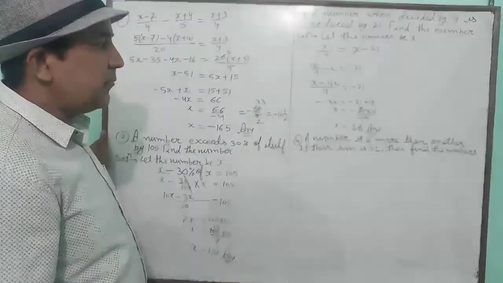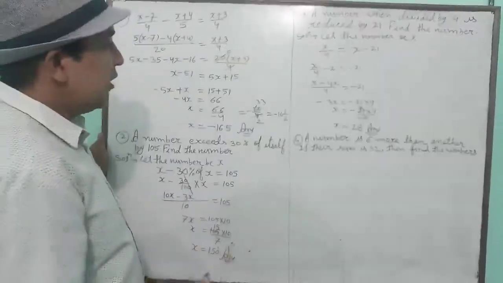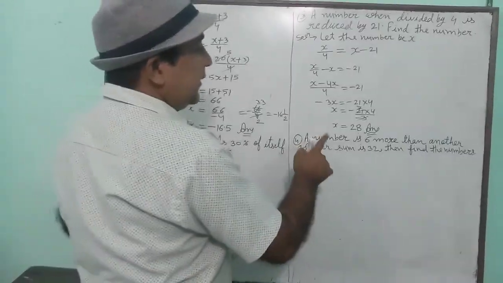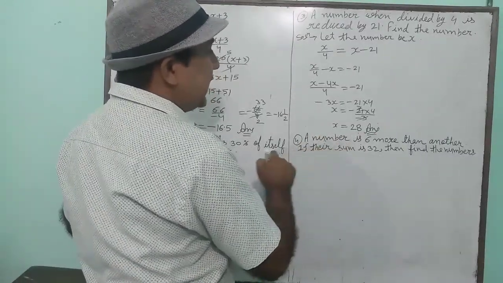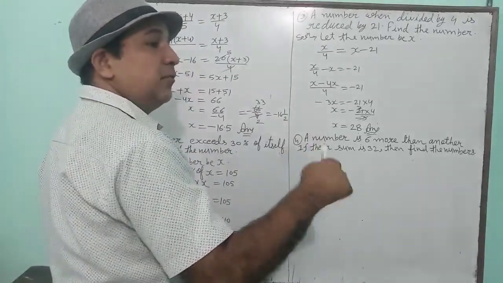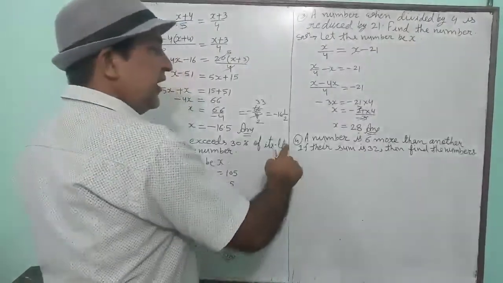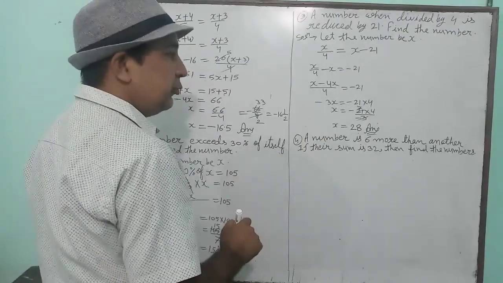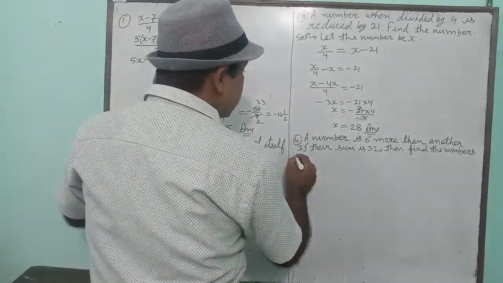Okay, so required number is 28. Now question number 4. A number is 6 more than another. If their sum is 32, find the numbers.